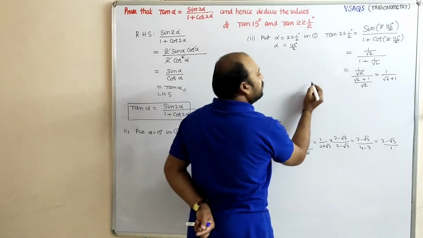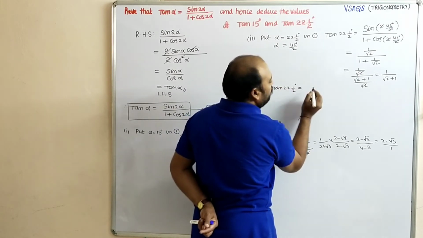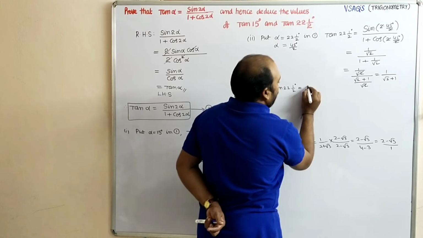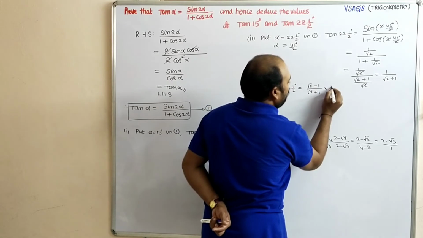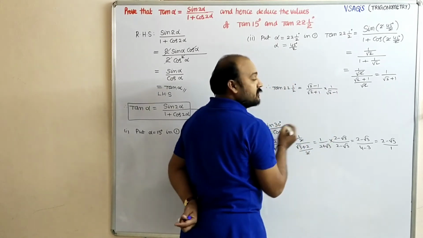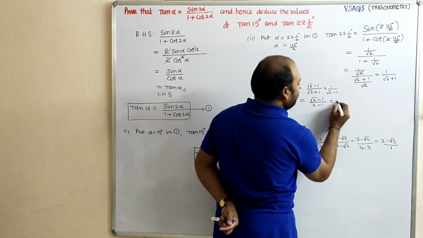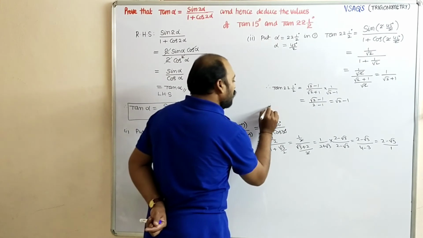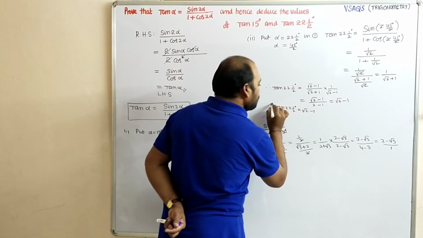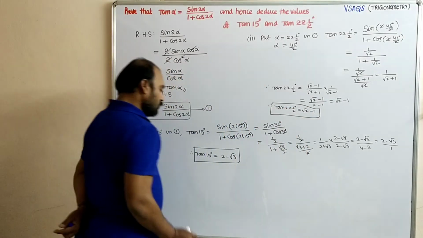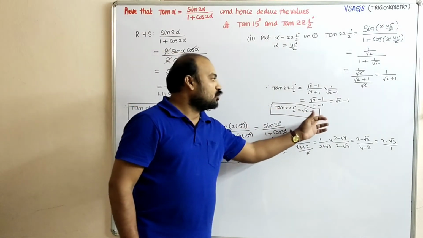Again rationalizing, tan 22.5 equal to root 2 minus 1 divided by root 2 plus 1 into 1 by root 2 minus 1, rationalizing with respect to the denominator. So, root 2 minus 1 by 2 minus 1, which is equal to root 2 minus 1. Therefore, conclusion step, tan 22.5 degrees equal to root 2 minus 1. So tan 15 is 2 minus root 3. Tan 22.5 degrees is root 2 minus 1.